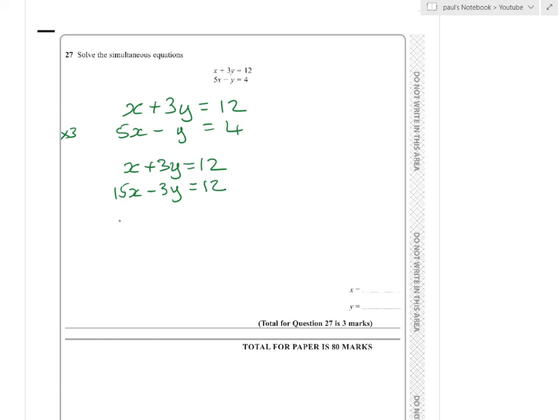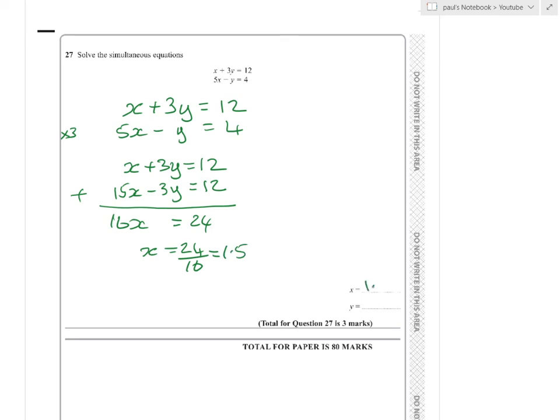Oh, how can you be so sneaky? If I'm adding them together. Oh, I nearly went mad then. I was going to think 12 take away 12, and it was 0, but I've got to add them together. Yeah, so I get 16x equals 24. So x equals 24 divided by 16.